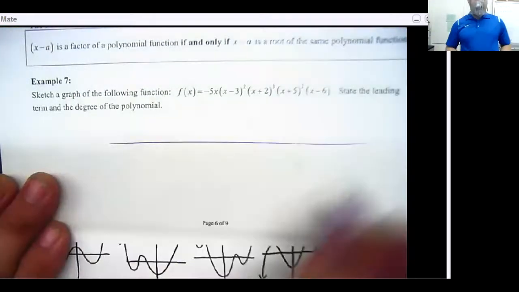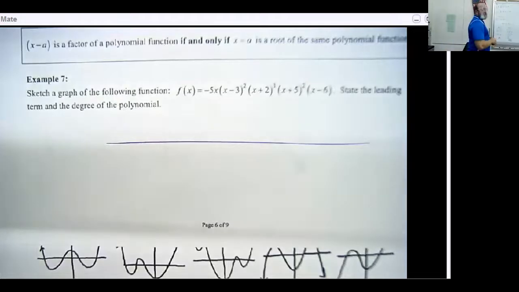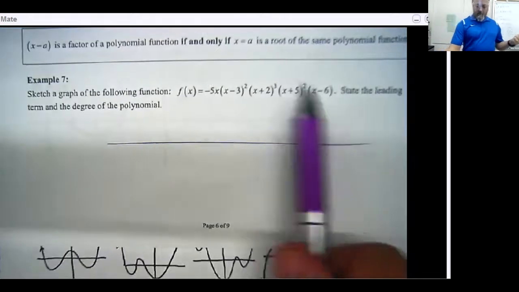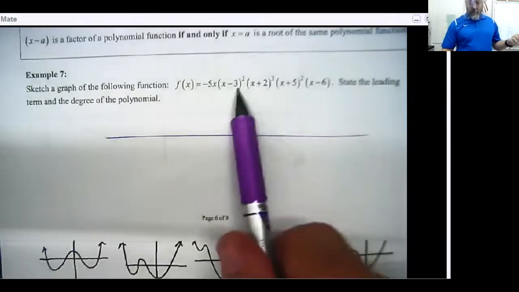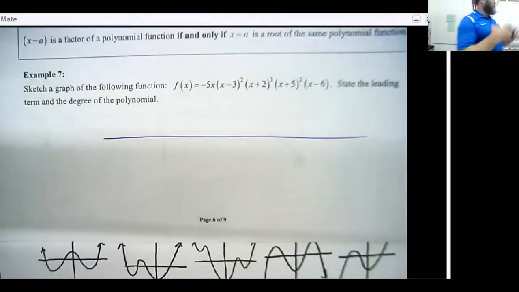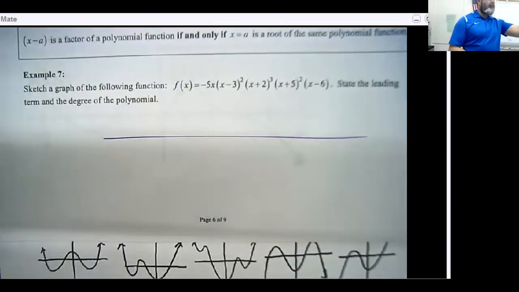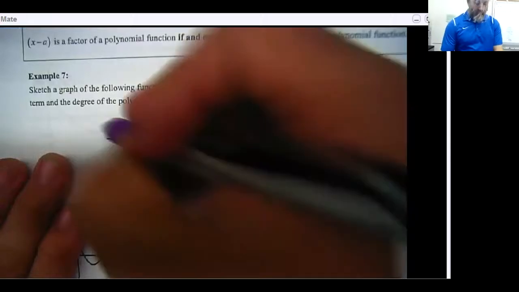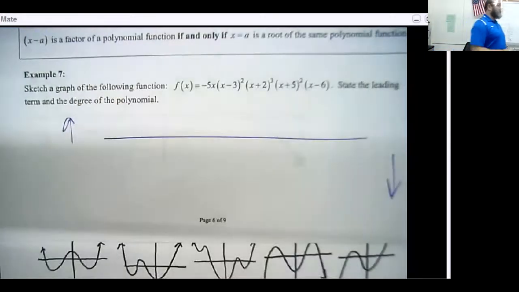But ultimately, what is the power of this crazy thing? Count them up. I got 1, 2, 3, 4, 5, 6, 7, 8. This is a 9th. And the leading coefficient is negative. So what does that mean? It's going to be down this way and it's going to be up that way, isn't it? Do we know that? So let's go back.